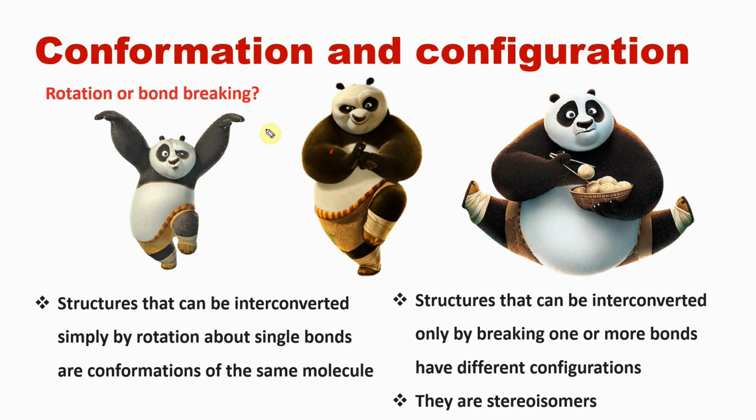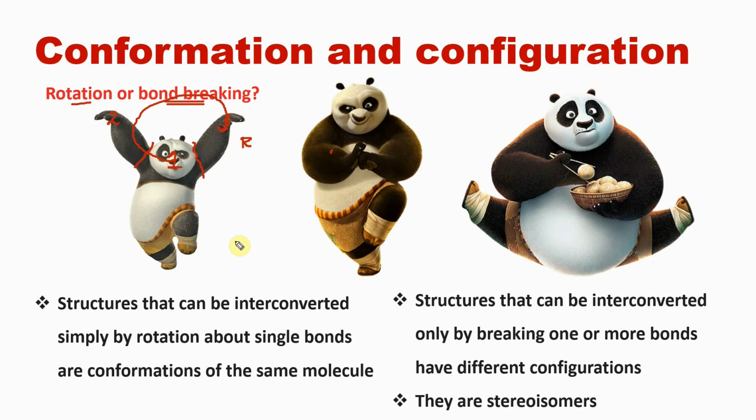Configuration is different. Now let's say, for example, we take this panda. Let's say we give priority to our face as 1, this hand as 2, this hand as 3, going clockwise, so you will say it as R. Now this one you want on the left side, this hand you want on the right side. What do you need to do? You have to break the bond. So rotation gives conformation. To go from one configuration to another configuration, you have to break the bond.